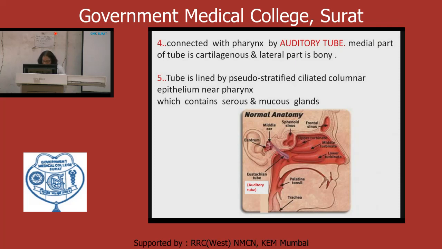Now this is the sagittal section of the head and neck. You can see in the wall the inner opening of the auditory tube. This is the middle ear cavity. So it is connecting the pharynx and the middle ear.